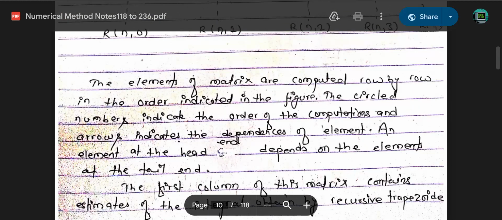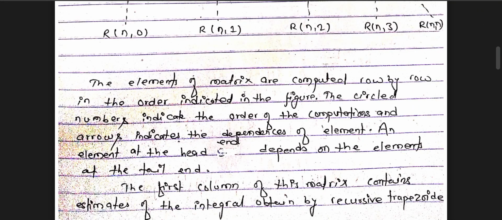The elements of the matrix are computed row by row in the order indicated in the figure. The circle of the number indicates the order of the computation and the arrow indicates the dependency of the element. An element at the head depends on the element at the tail end.